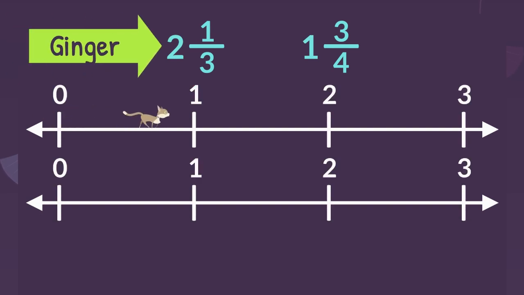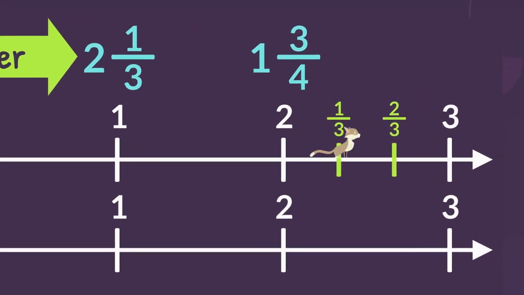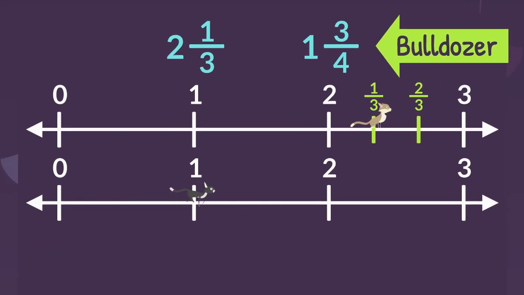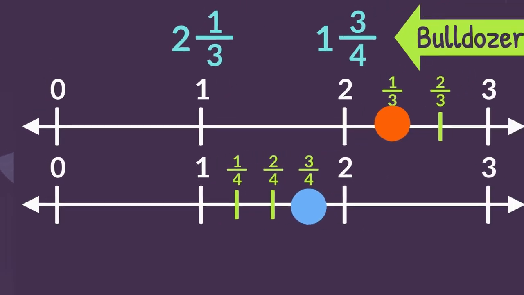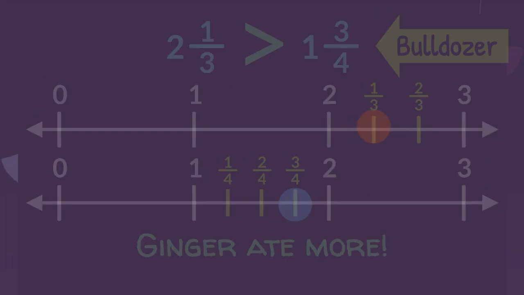For Ginger, we move to 2, then divide the space between 2 and 3 into 3 equal parts. We mark off 1/3 more for 2 1/3. For Bulldozer, we go to 1, divide the space between 1 and 2 into 4 equal parts, and move forward 3 parts to represent 1 3/4. Looking at the number lines, it's clear. Ginger ate more. Try this one.